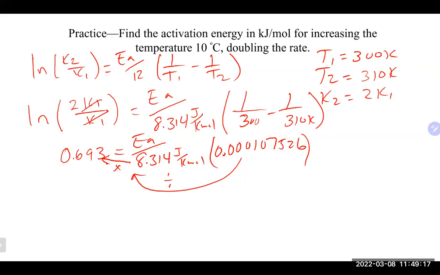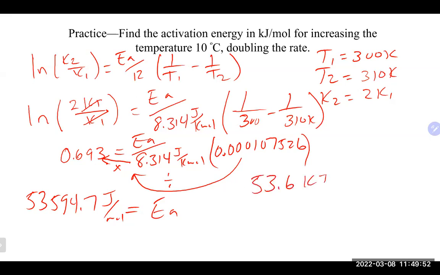Come here, punch numbers. There we go. All right, then we're going to divide it by 0.00010756. That gets us an activation energy of 53594.7 units. Here that would be joules per mole. Usually it is in kilojoules per mole, so do a little dividing by 1,000, and that would yield approximately 53.6 kilojoules per mole as our activation energy, which would be positive in this case.